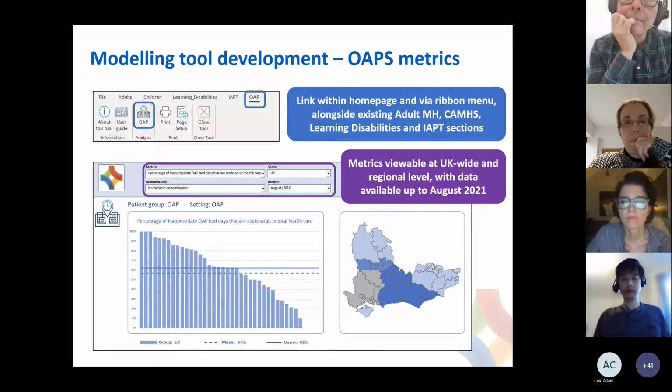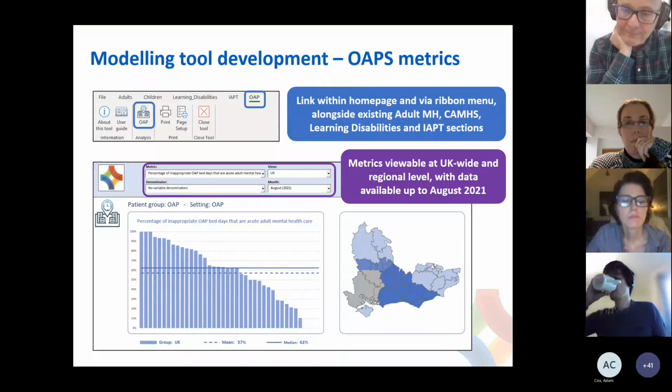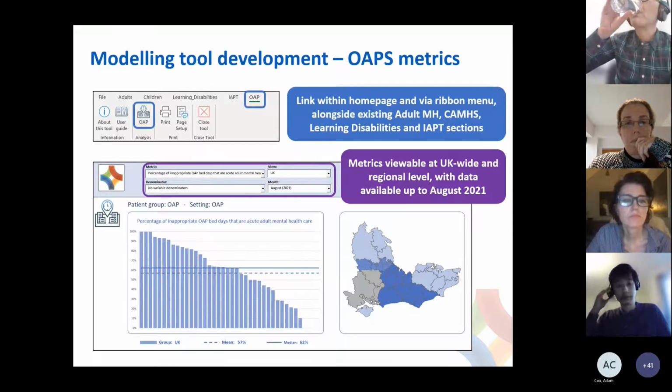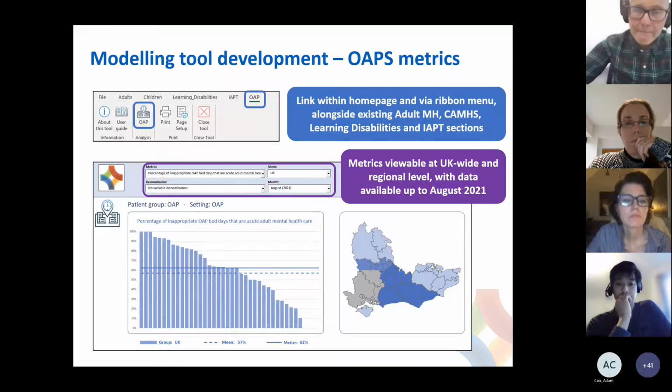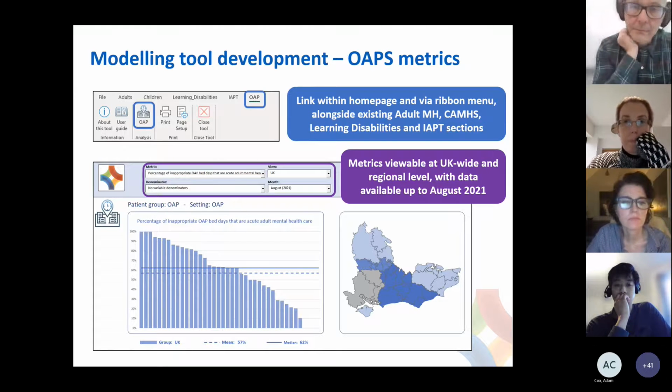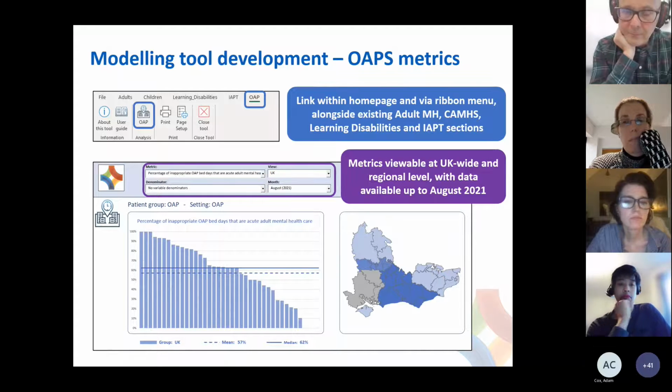Currently it only goes up to August, whereas the remaining sections of the tool run all the way up to September. We're just a month behind for the OAP data, due to when it becomes available. Where applicable in the denominator section, you can benchmark your data. In the previous sections, the adult and the CAMHS, you can view the data at a raw level, without the benchmark applied, and then add those denominators on, per 100,000 population or as a percentage of total contacts, whatever's most applicable to those metrics.